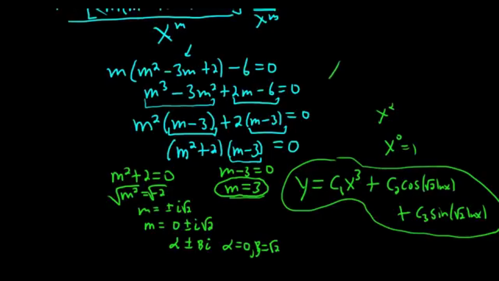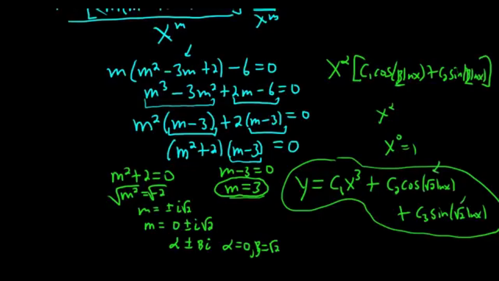Remember, the formula for complex conjugates was x to the alpha, c1 cosine beta ln x plus c2 sine beta ln x. So all you have to do is plug in the numbers, and that's how I got that.